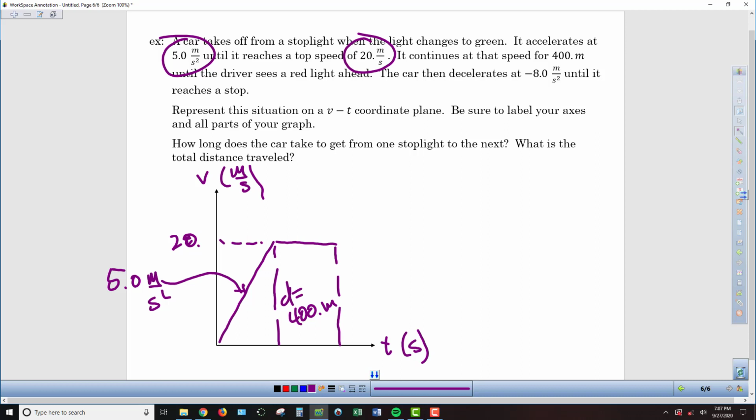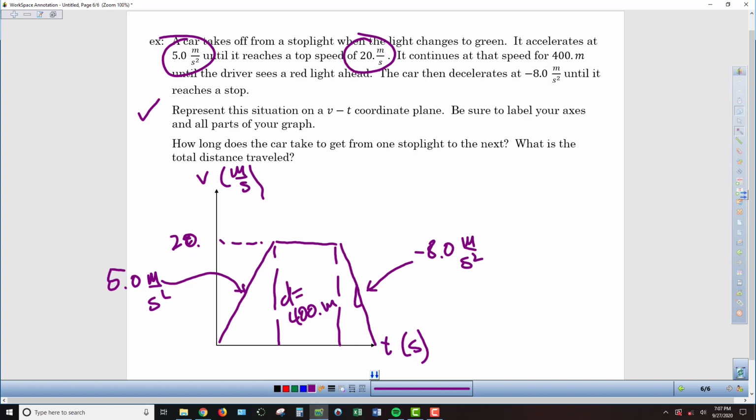So velocity times time is going to give us area. So that period of the car's travel is going to be 400 meters. And then with a red light up ahead, the car starts to decelerate until it reaches a stop. And so this time we're decelerating with a slope of negative 8 meters per second squared. And so we've got everything represented on the graph as we went.